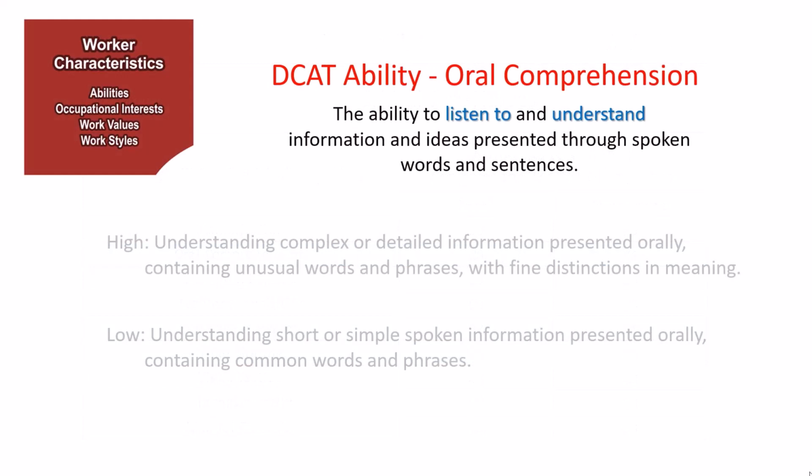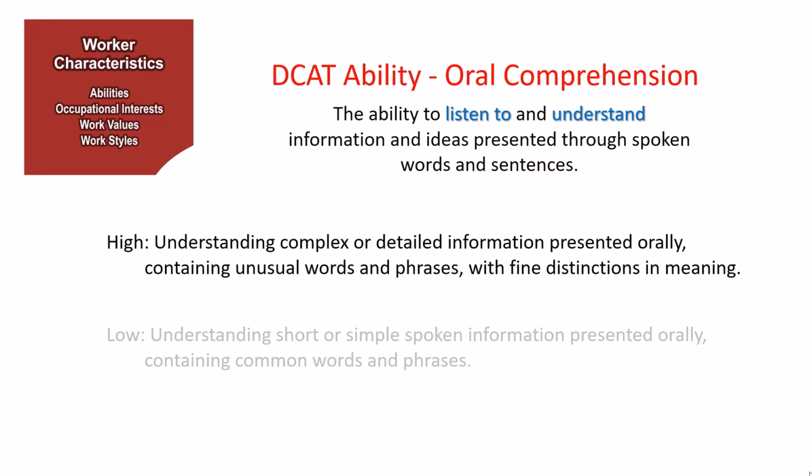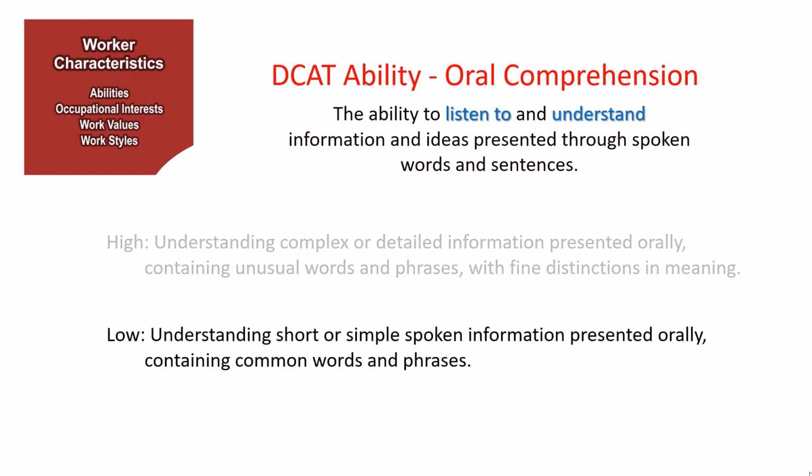Oral comprehension is defined as the ability to listen to and understand information and ideas presented through spoken words and sentences. A high level of ability would involve the worker understanding complex or detailed information presented orally, containing unusual words and phrases with fine distinctions in meaning. At the low end of the ability spectrum, the worker would demonstrate the ability to understand short or simple spoken information presented orally, containing common words and phrases.